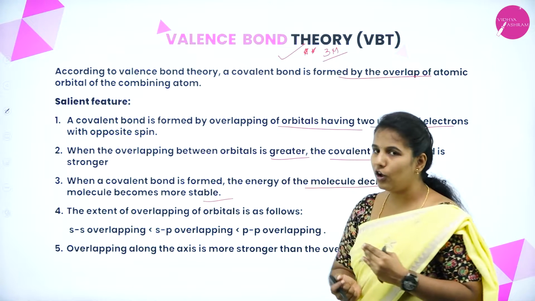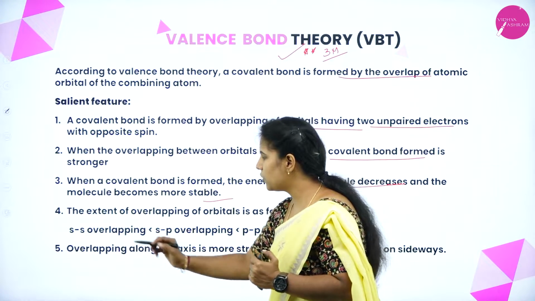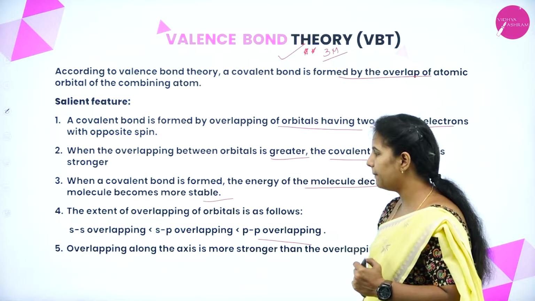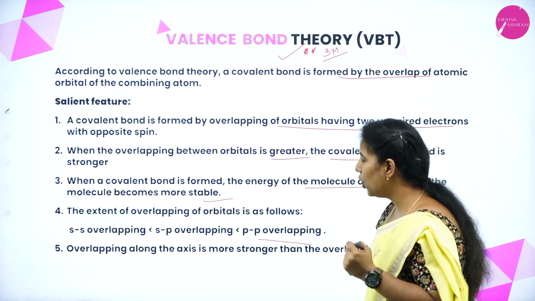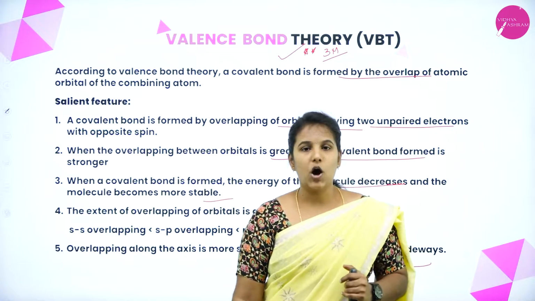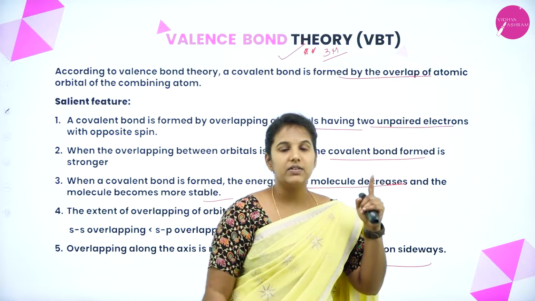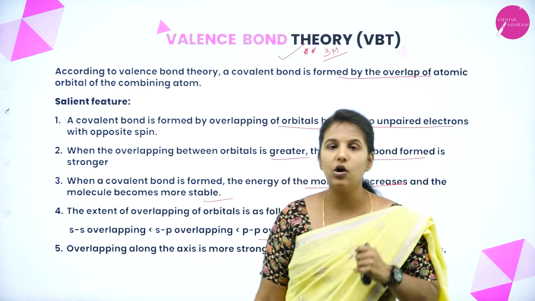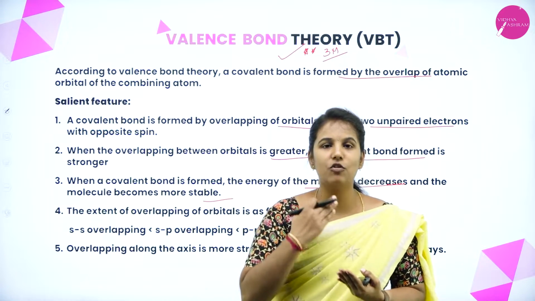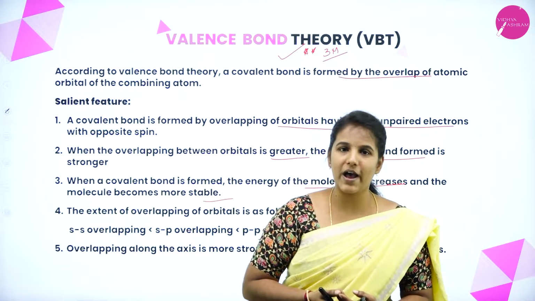And the extent of overlapping will always be in this order: first the s-s orbital overlapping, then s-p overlapping, and p-p overlapping. And overlapping along the sideways is always weaker than the overlapping on the axial sides. And we see that axial overlapping gives a sigma bond and sideways overlapping gives a pi bond.